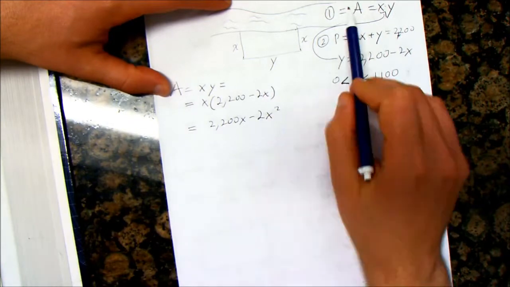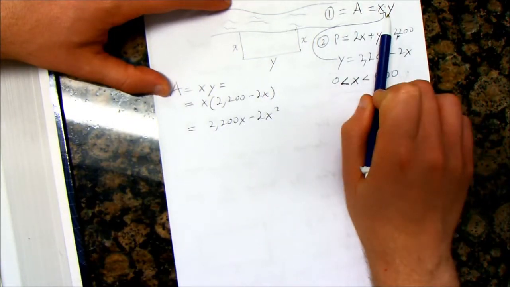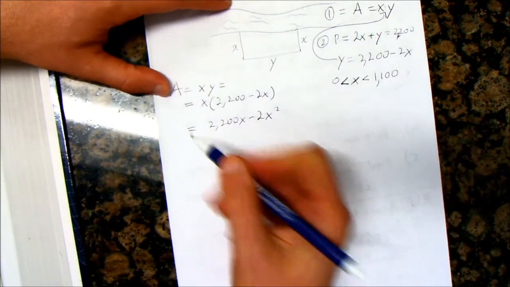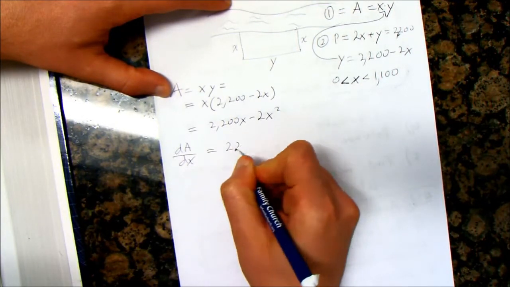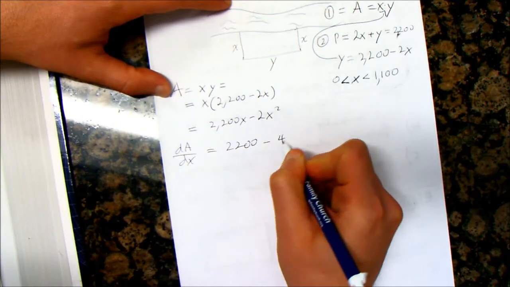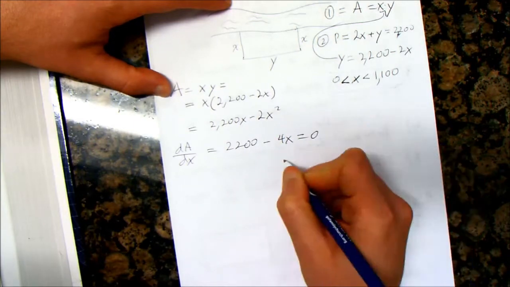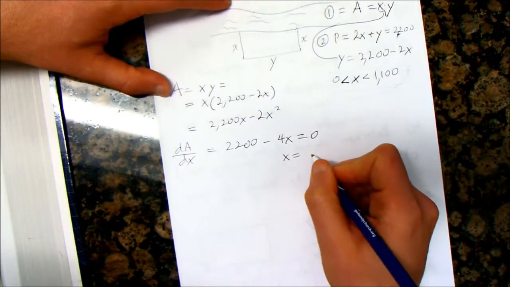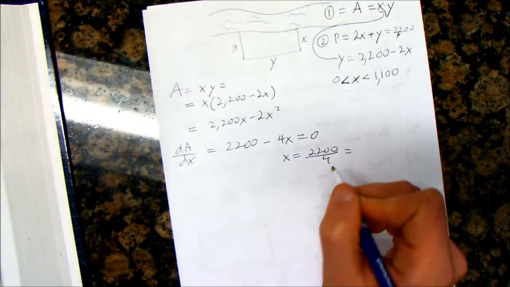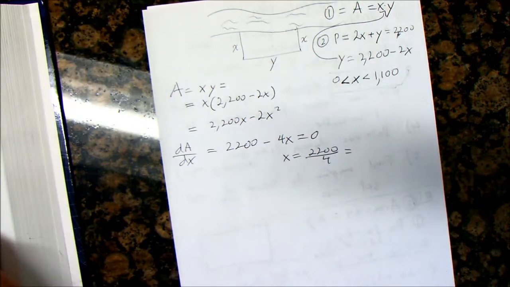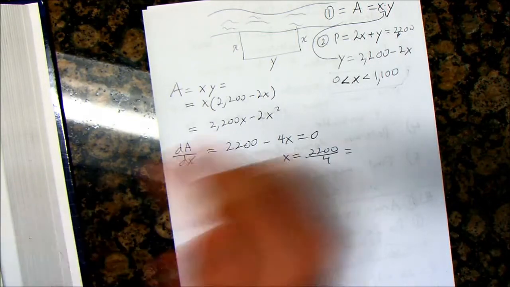We have an equation of one variable now. We reduced it down to one variable that we need to take the derivative of and set equal to 0. So we do that. 2200 minus 4x, set it equal to 0. And then we get x is equal to 2200 over 4, which, if I knew math, I could do in my head. It's 550.